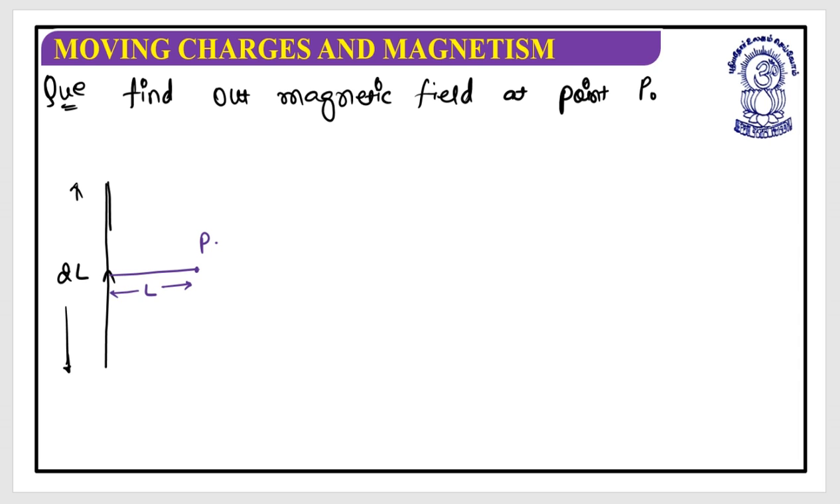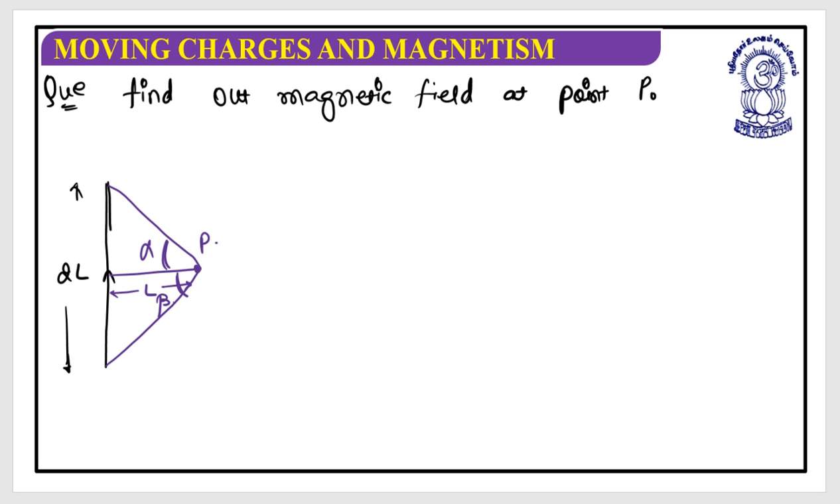You require the magnetic field at this point P. So what you need to do is connect the ends of the wires from point P. This is the first end, this should be the second end. Make this angle alpha, make this angle beta.